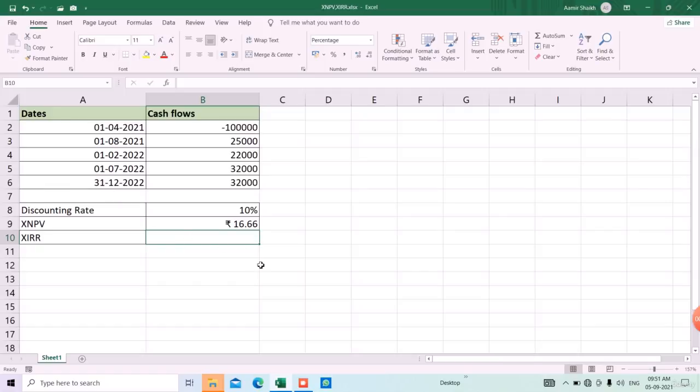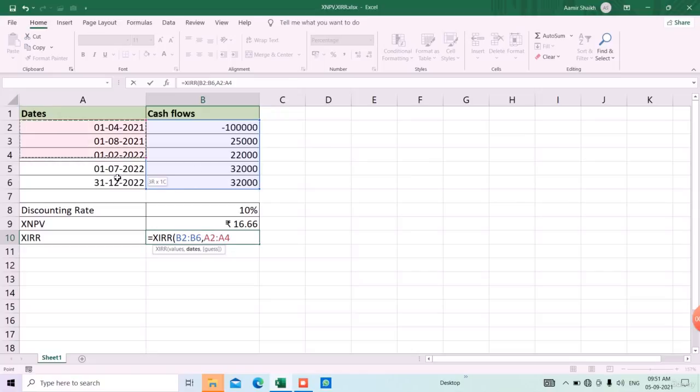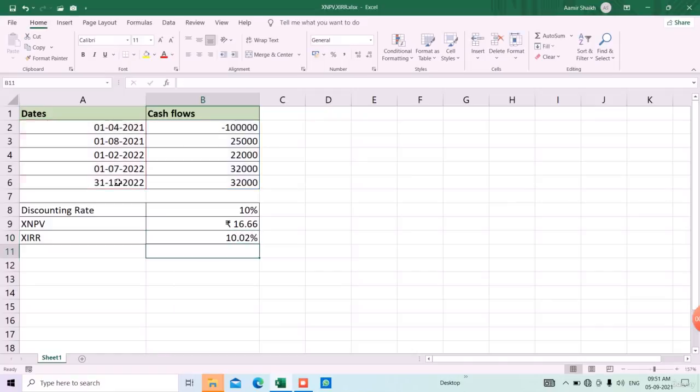Now let's see what the IRR is. So we have XIRR, which is asking for all the values, so I'll select all the values. Then dates, so I'll select all the dates, comma 10%. That's the discounting rate. So considering the discounting rate and considering the dates, this is going to be our IRR. So please calculate this as well, keeping all the different dates.